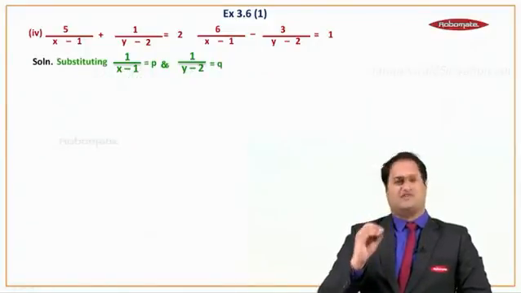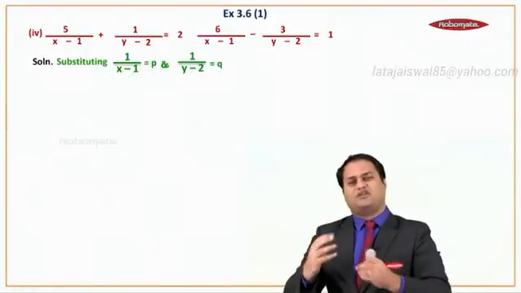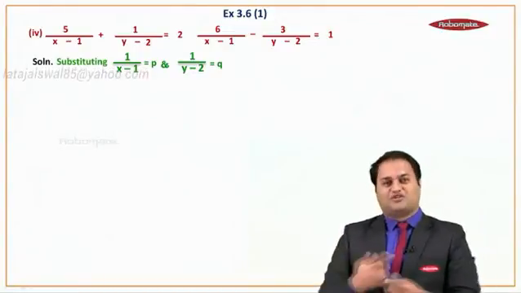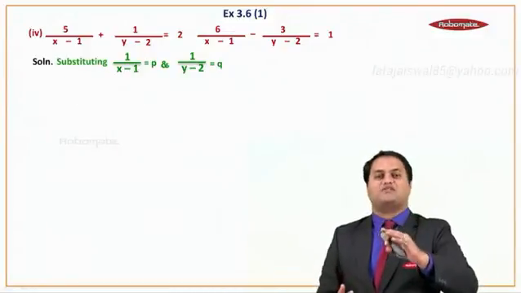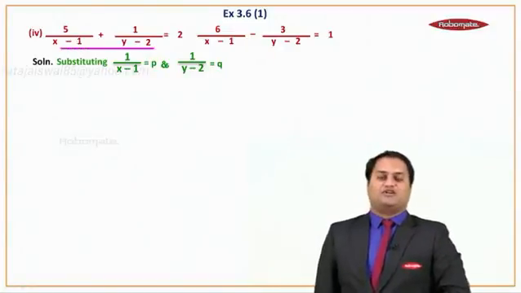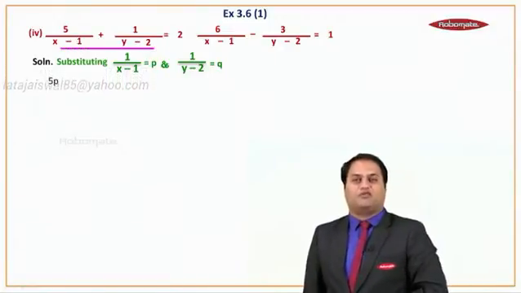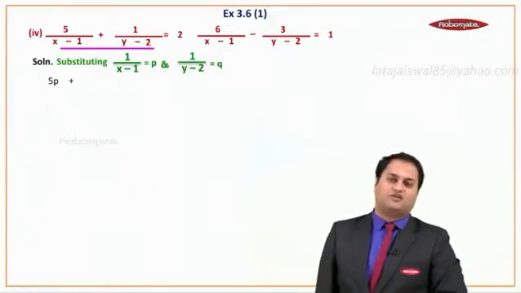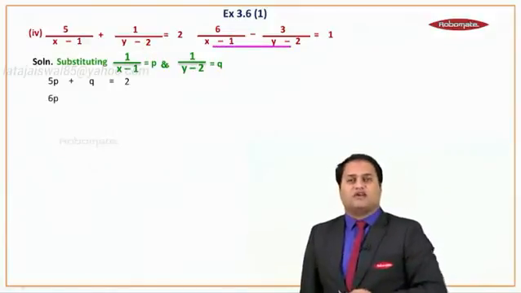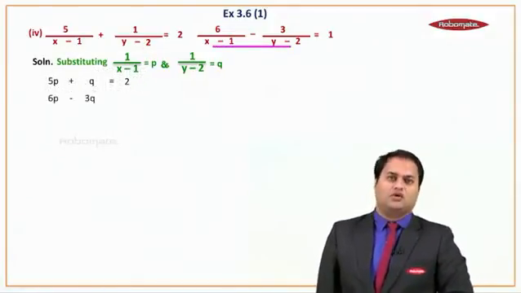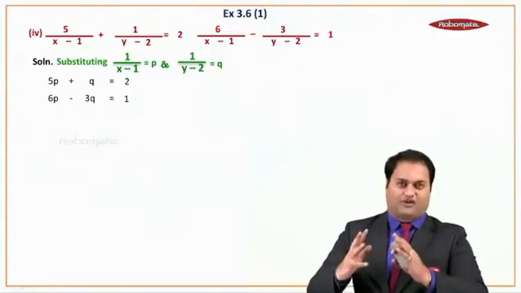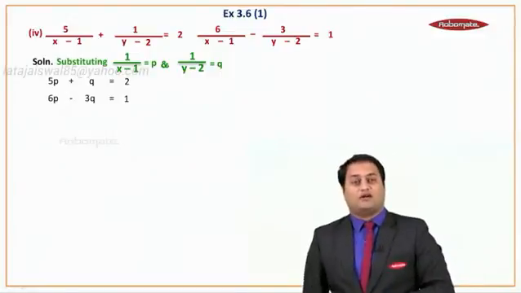So first step remains the same, it's only after resubstitution things change a bit. Like in square root we saw we need to square both the sides. In normal sum we just cross multiply and we get the answer. Now let's see what happens here when we resubstitute, but that's later. First let's substitute. In the first equation, 5 upon x minus 1 will become 5p, plus 1 upon y minus 2 will become q, is equal to 2. In the second, 6p minus 3q is equal to 1. Substituting is something which you must be very well aware of now, right? Let's now solve it by the method of substitution.